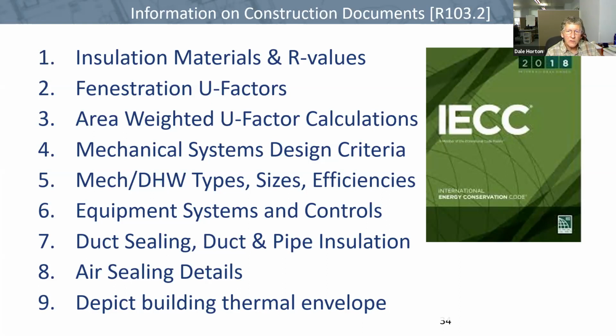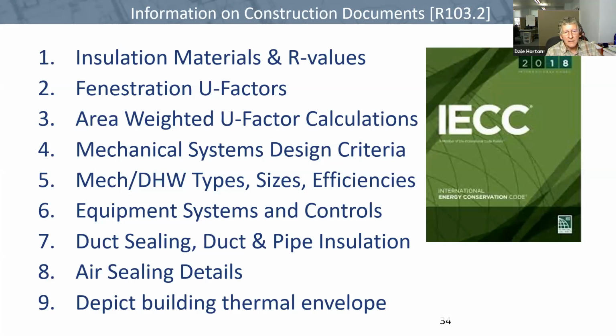So the construction document requirements are more detailed in the 2018 IECC, and it specifically requires the calling out of these elements. Most of these elements you were used to, such as the insulation R values and fenestration, which is of course windows and doors. But it also calls out for specific mechanical systems design criteria and the type, sizes, and efficiencies of mechanical systems. And that's a place where many departments don't see or don't require in construction documents.